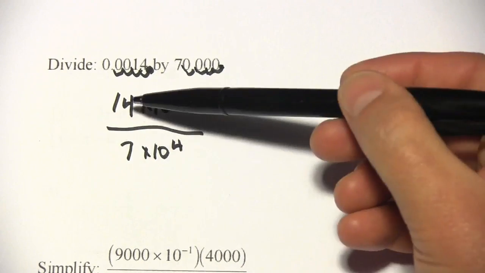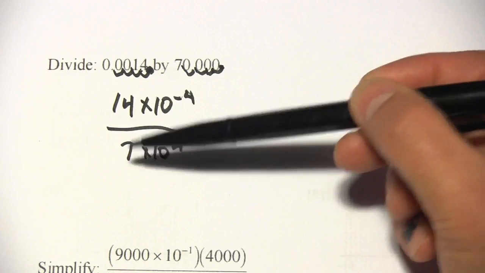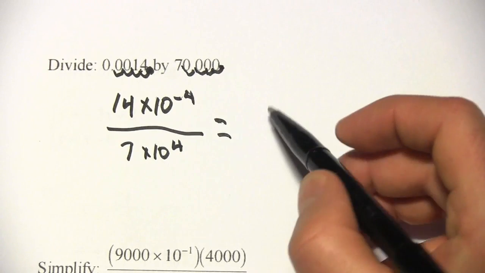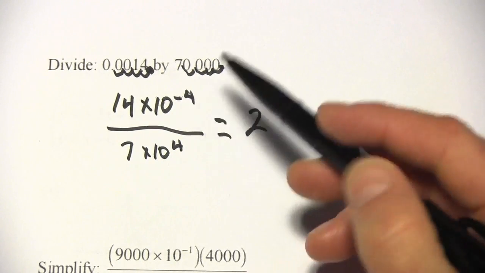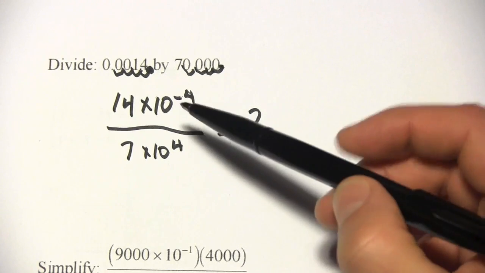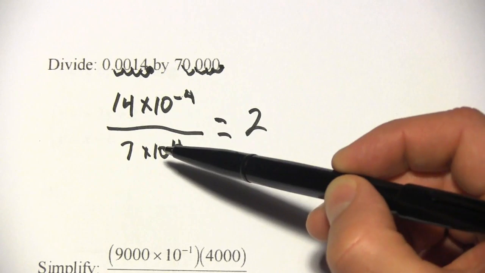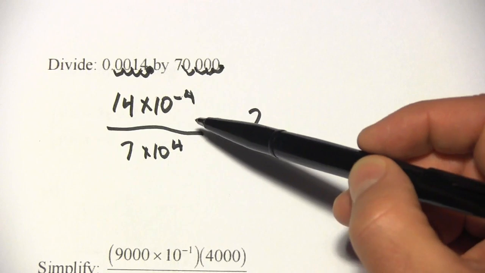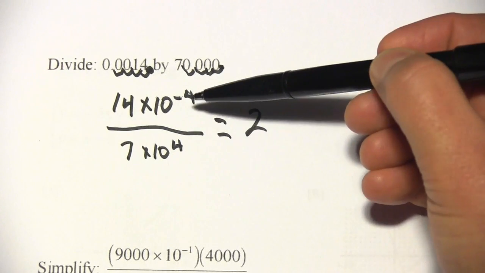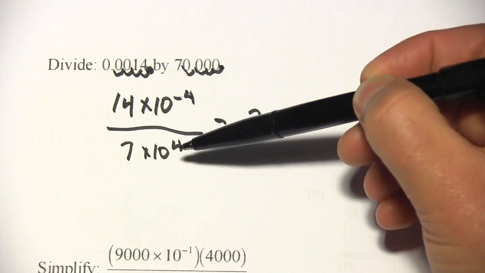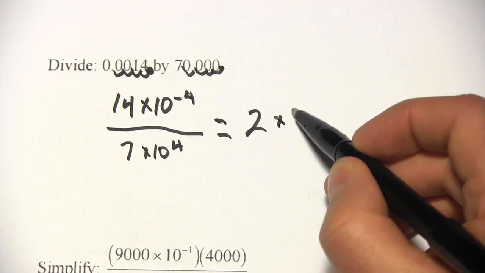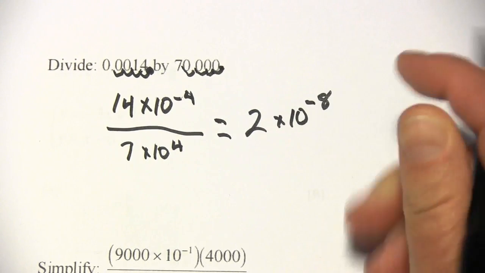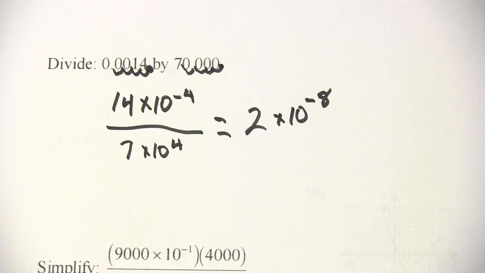Now, let's do the division, and let's do it piece by piece. 14 divided by 7, well, that's just 2. 10 to the negative fourth divided by 10 to the fourth. When the bases are the same and you're dividing, you can just subtract exponents. So really, this becomes negative 4 minus 4, so that is 10 to the negative eighth. So that's the trick they want you to know.